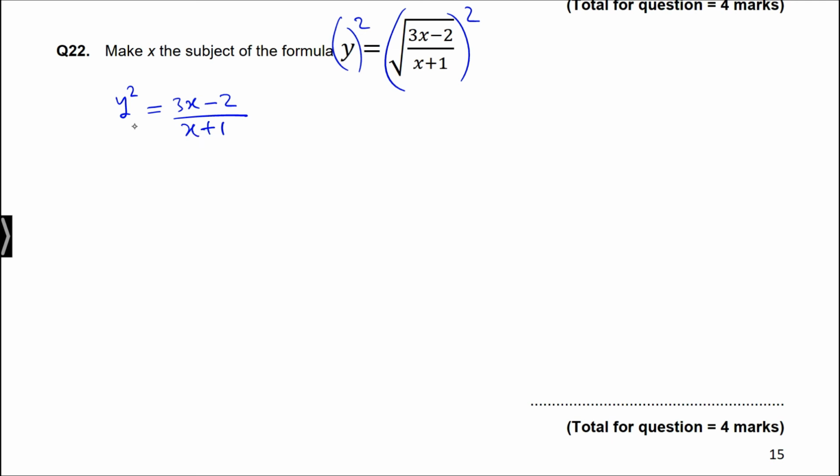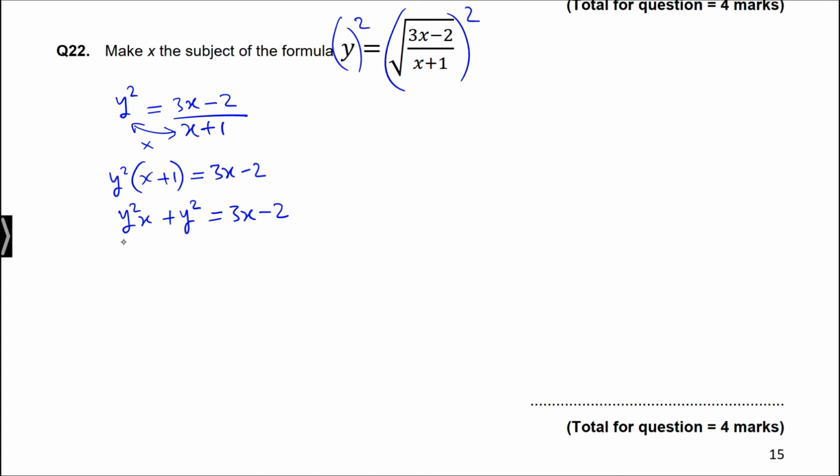And then the opposite of dividing by x plus 1 is multiplying by x plus 1. So you'll end up with y squared into (x plus 1) will be equal to 3x minus 2. And then you expand the bracket, so y squared x plus y squared will be 3x minus 2.